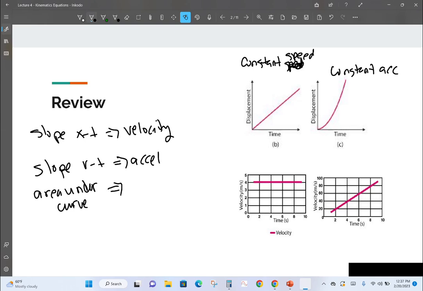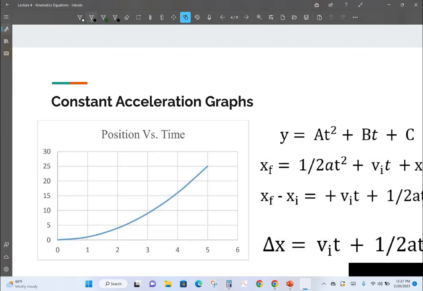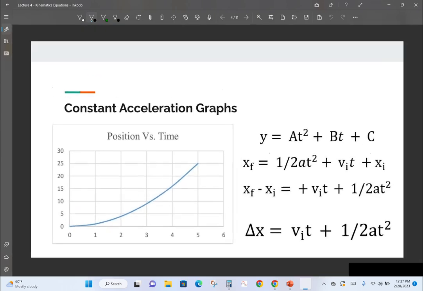And if you want to find the displacement, you find the area under the curve, which is your displacement, or your distance if you ignore the directions. And you just add the numbers. So let's look at that acceleration graph.